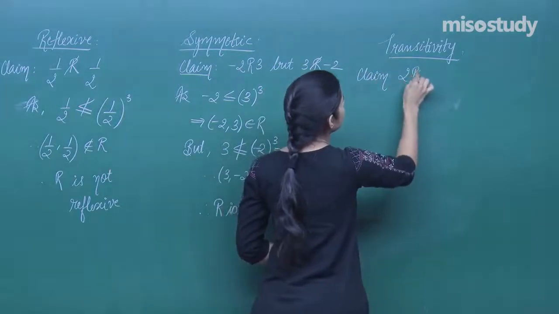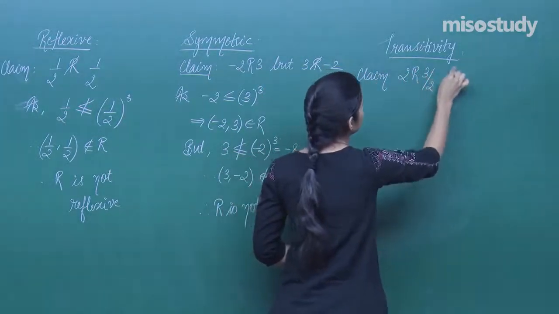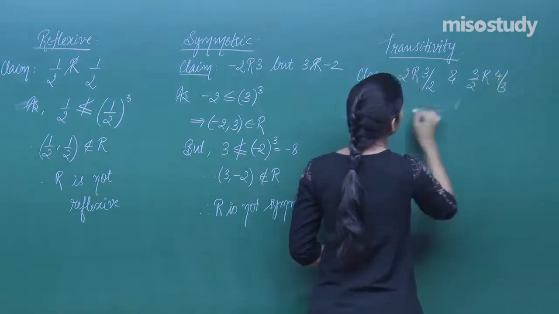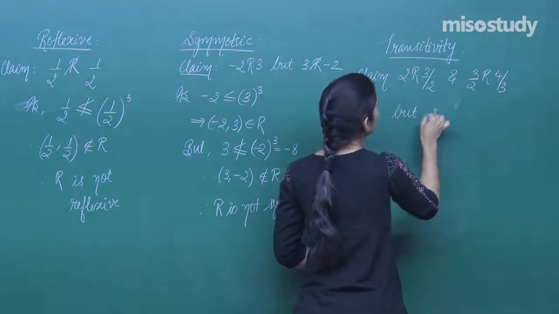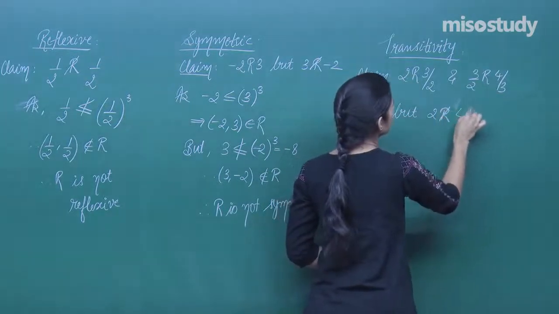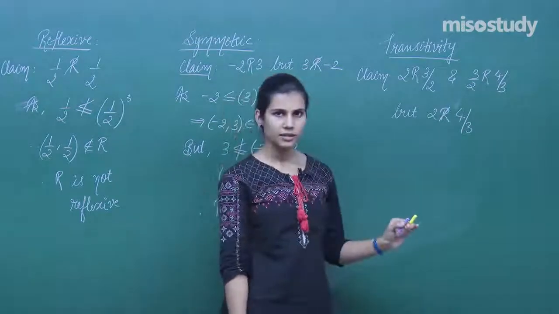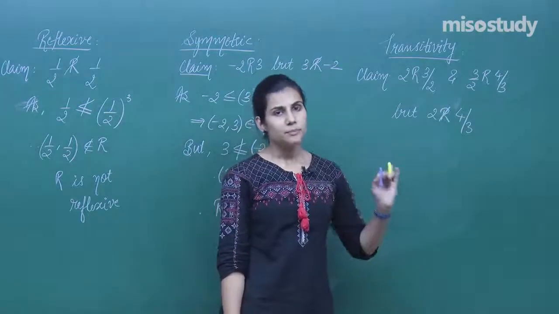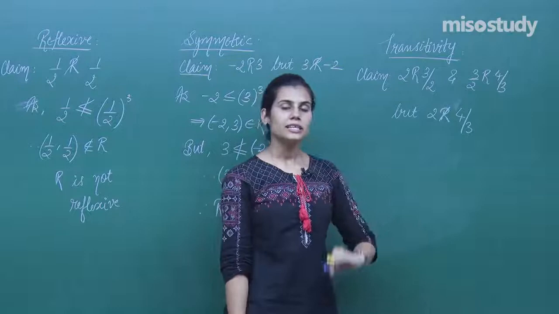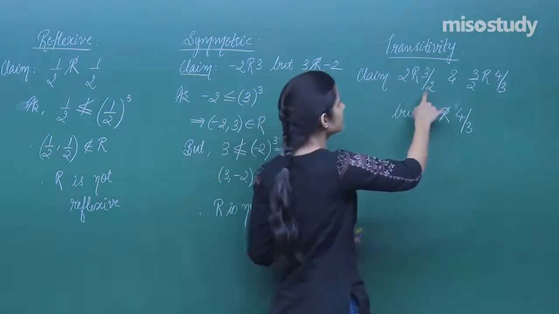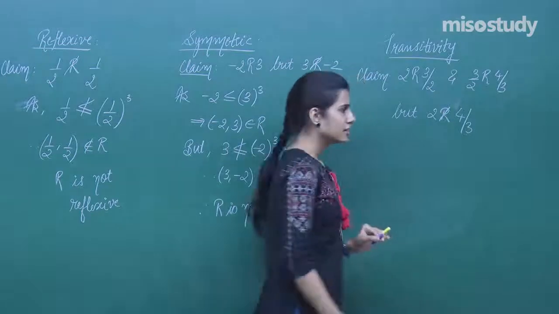2 is related to 3 by 2 and 3 by 2 is related to 4 by 3, but 2 is not related to 4 by 3. There exist real numbers A, B, C such that A is related to B, B is related to C, but A is not related to C, and therefore the relation is not transitive. This is A, this is B, and this is C.